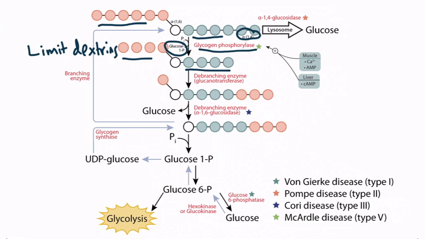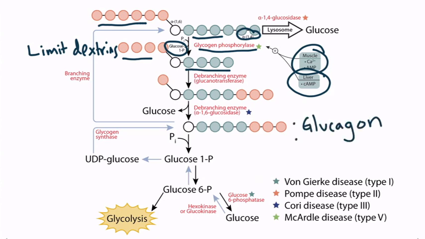Also notice that the activity of glycogen phosphorylase is increased by calcium and AMP in muscle tissue, as well as cyclic AMP in liver tissue. Recall that cyclic AMP is increased by both glucagon and epinephrine. So we'll show both of these increasing the levels of cyclic AMP. It would make sense that when the body is starving, the levels of glucagon would be increased, resulting in increased cyclic AMP, which would increase glycogenolysis to provide more glucose for the body.